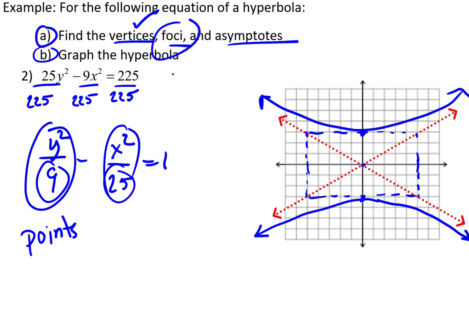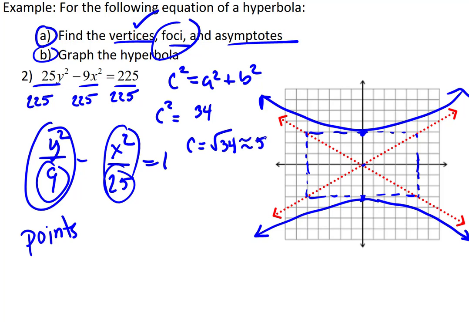Remember, for the foci, this is the c squared equals a squared plus b squared formula. And we know these numbers, so c squared is going to be just the sum of these two numbers in the denominators. That's the a squared and b squared. Well, that's 9 plus 25, which is 34, which means c is the square root of 34, which is approximately 5.8. And so we'll go ahead and plot the foci using this value by going up and down 5.8.